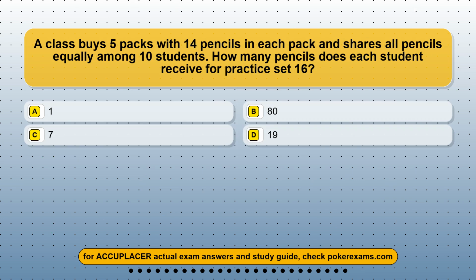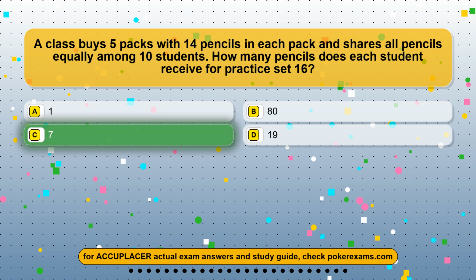Question 25. A class buys 5 packs with 14 pencils in each pack and shares all pencils equally among 10 students. How many pencils does each student receive for practice set 16? Option A 1, option B 80, option C 7, option D 19.